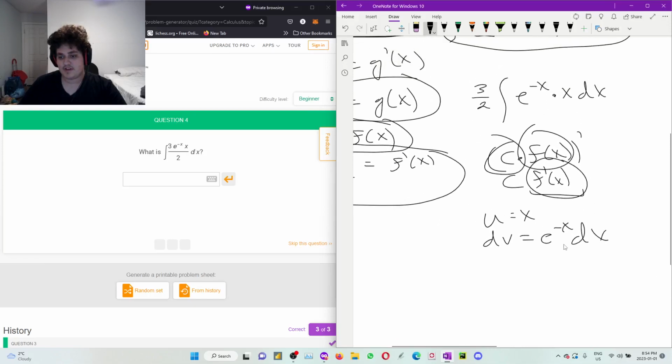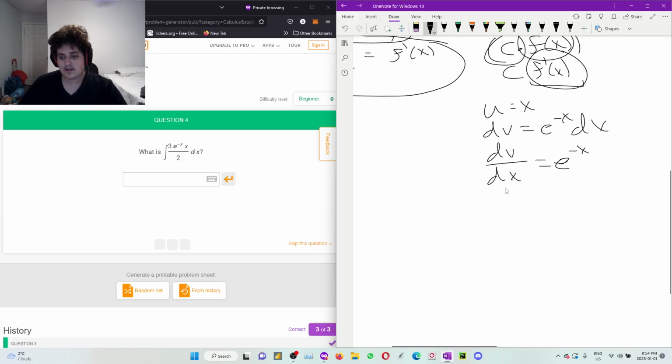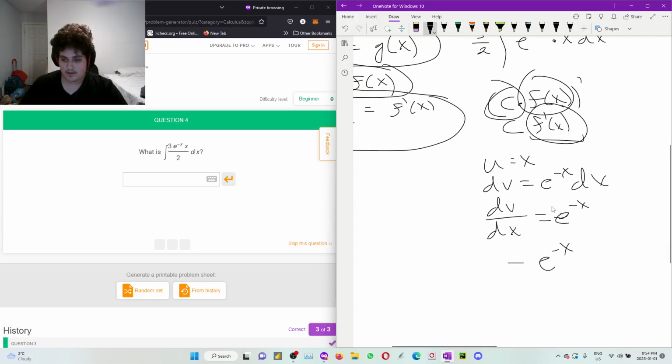So from here we can see that, basically, we want to integrate e to the minus x to find our v. And to do that, if we have minus e to the minus x and we differentiate this, then due to the chain rule the minus would come out and cancel it, and we'd be left with e to the minus x. So e to the minus x actually has the same derivative and integral, which is pretty cool.